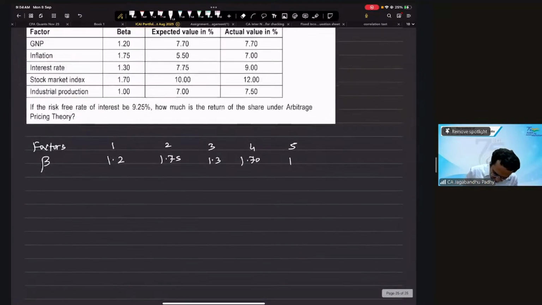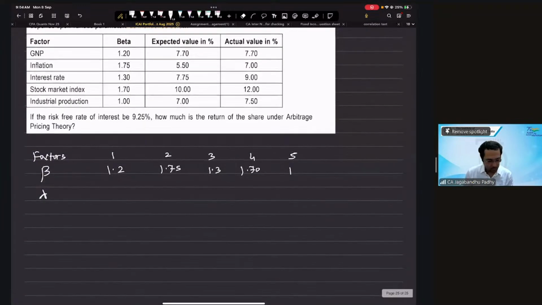Now, what will be the lambdas? Lambda is basically the risk premium. So, risk premium is nothing but the difference between the expected and actual value. Okay. So, lambda is going to be, sorry, not expected, but actual minus the expected value.